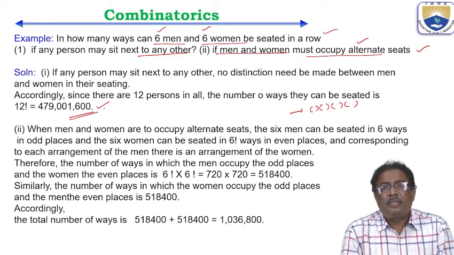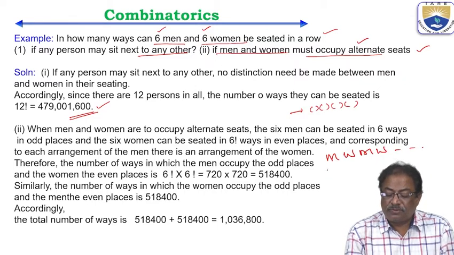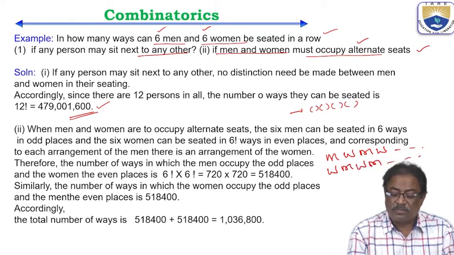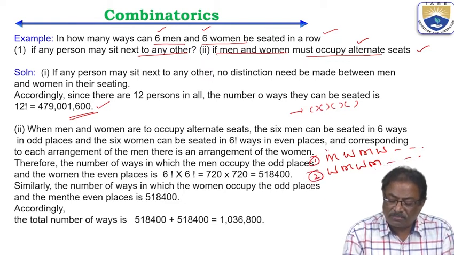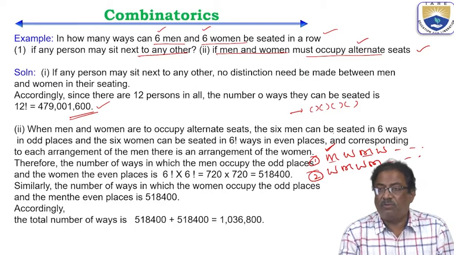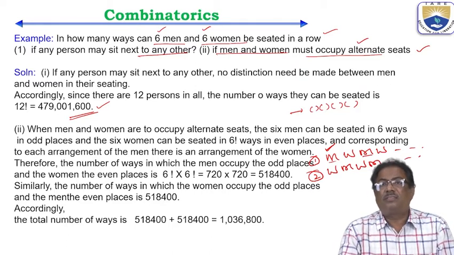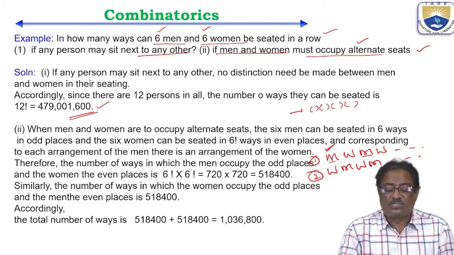Second one, if I am considering the men and women alternately. First one is men I am taking, then woman, then men, then woman, and so on it will be continued. First woman I am taking, next men, next woman, next men, and so on. So this is one possibility, this is another possibility. Suppose men will be first, men occupy 1, 3, 5, 7 and so on positions. That means 6 positions will be there, and we can arrange them automatically in 6 factorial ways.